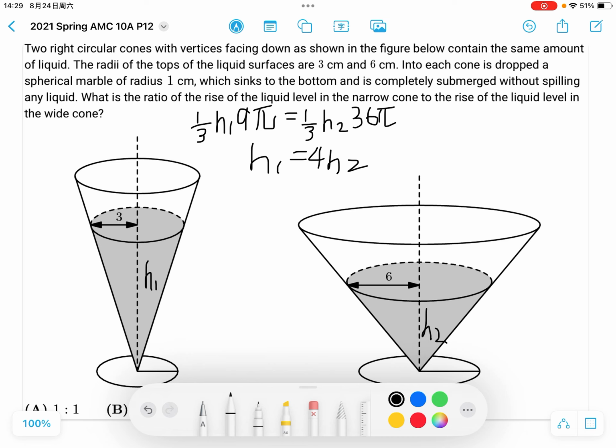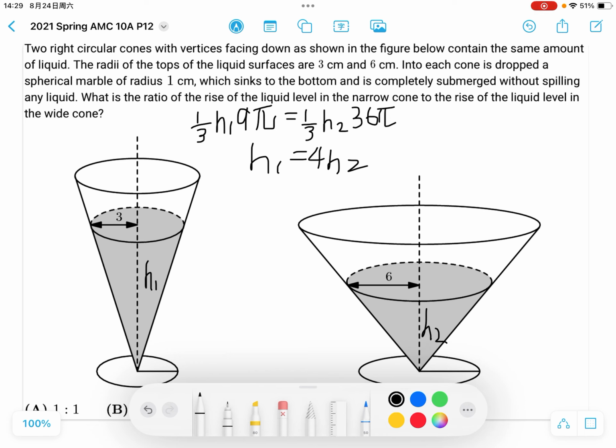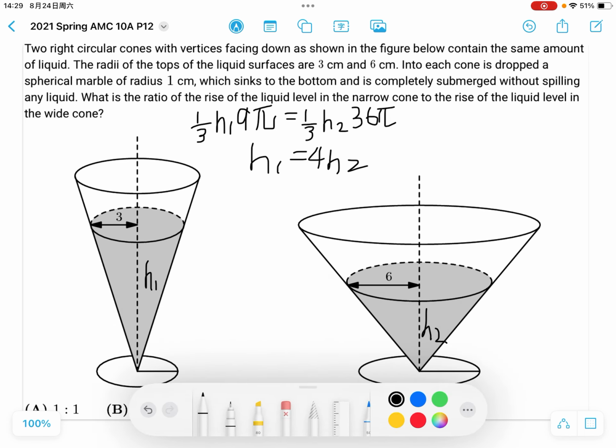H1 to H2 is going to be 4 to 1. So we can consider this option E over here, but we're not really sure. Let's just confirm it logically.